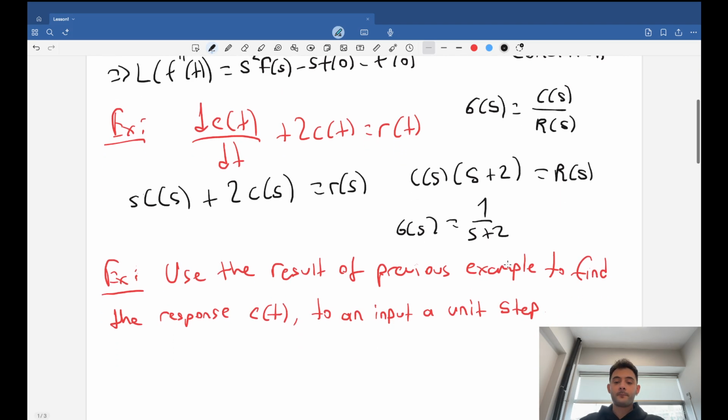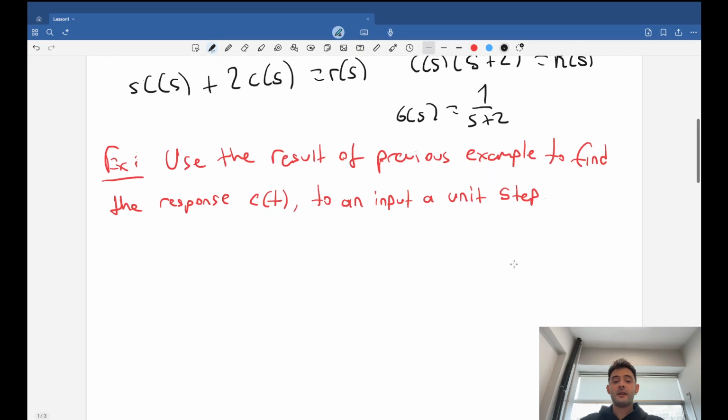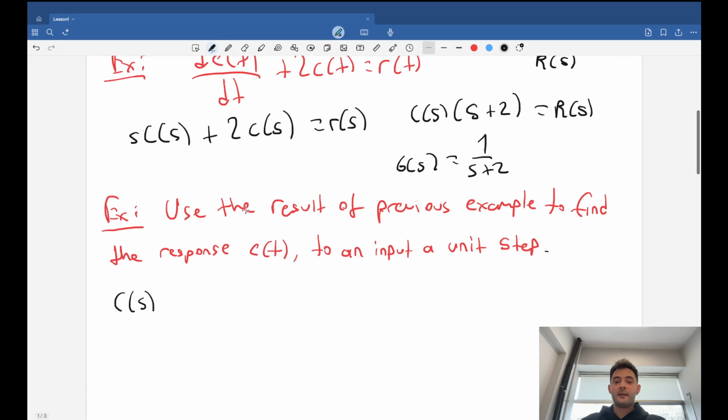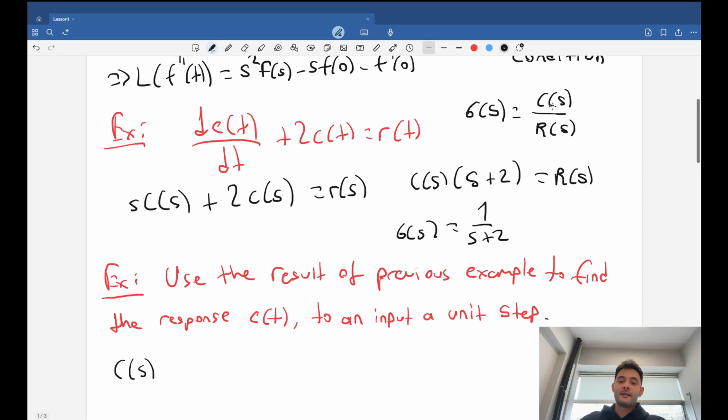As the questions go, we will get to see some more difficult ones, but let's go to the second one. It says, use the result of the previous example to find the response c(t) to a unit step input. Well, on this one, we are given G(s) because we found it in the previous question, and it says, for a unit step, find the response c(t). So first, I will find C(s), all right? But keep in mind, guys, we said G(s) is C(s) over R(s).